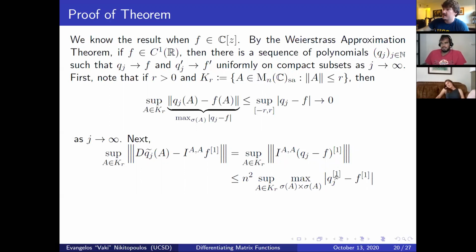And a little exercise that comes from the fact that you can express this divided difference as an integral of the derivative gives you that this is bounded above by just the maximum value over minus r to r of Qj prime minus F prime. This again uses that A has operator norm less than or equal to r. And again, this goes to 0 as j goes to infinity.